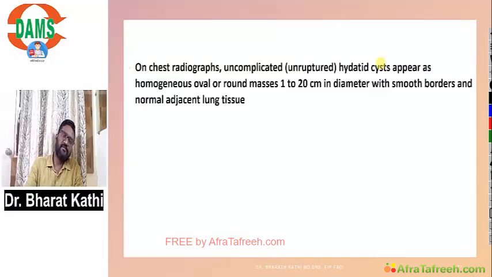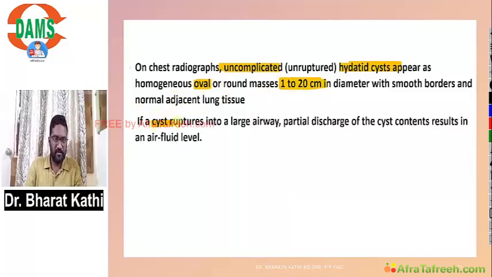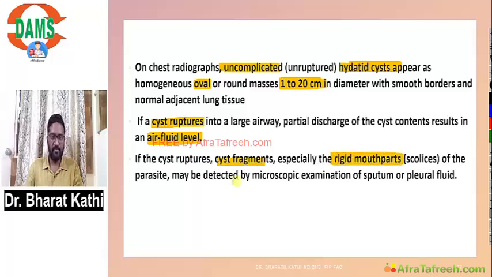On chest X-rays, uncomplicated hydatid cysts appear as homogeneous oval or round masses 1 to 20 centimeter in diameter with smooth borders and normal adjacent lung tissue. If the cyst ruptures into a large airway, you can get an air-fluid level. If the cyst ruptures, cyst fragments, especially the rigid mouth parts, may be detected by microscopic examination of sputum or pleural fluid. When it is intact, it will appear like a mass. When it ruptures, it can have an air-fluid level and a water lily sign.